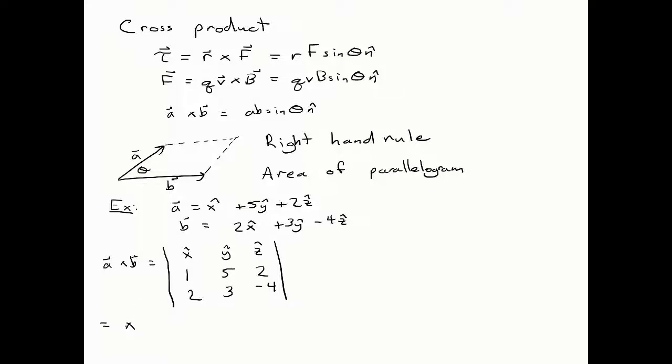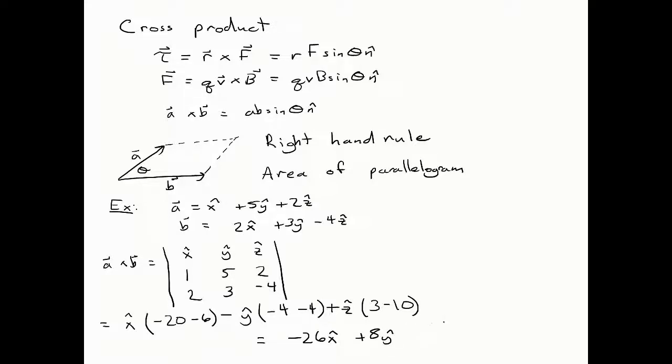So we have x hat times minus 20 minus 6. We have minus y hat. Don't forget this one's a minus sign. And we have minus 4 minus 4. Then we have plus z hat. And we have 3 minus 10. So we end up with minus 26x hat plus 8y hat minus 7z hat.